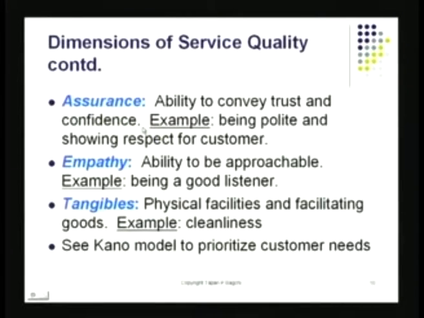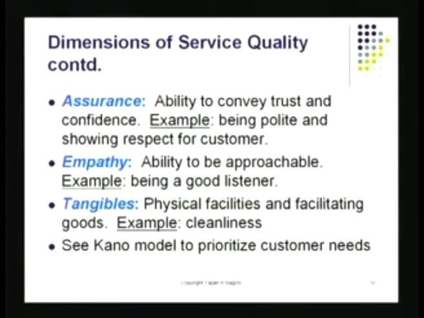For example, assurance. I should be able to convey trust and confidence. When the customer comes and deals with me, I should be able to convey trust and confidence to him. This is very, very important. And an example is being polite and showing respect for the customer. This is a kind of assuring thing: trust me, I'll take care of you. I respect your business, I respect you as a person, and I'll take care of you. This shows that I'm trying to build trust. And this gives the customer some reason to do business with me instead of going out to a competitor, for example.